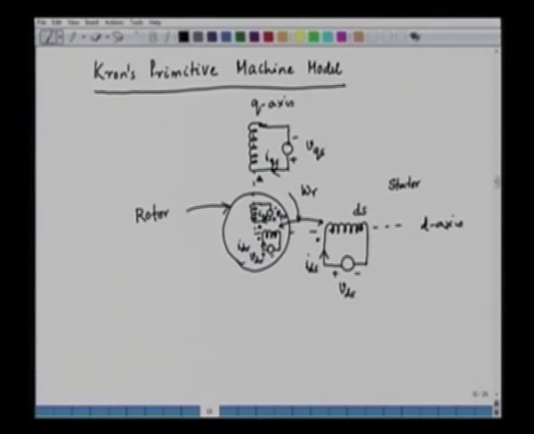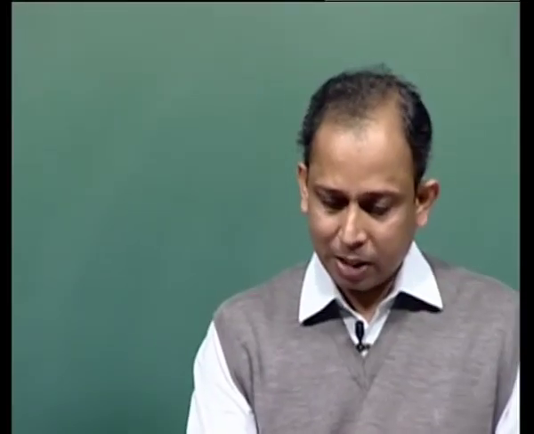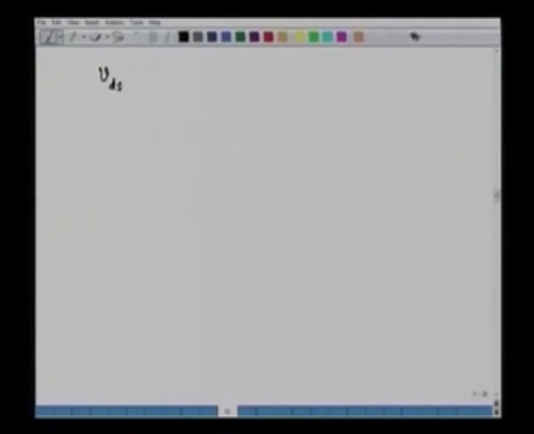It means the D axis stator is not coupled with the Q axis stator. Similarly, the Q axis rotor is not coupled with the D axis stator. They are orthogonal windings. Now in this case, I can write down the voltage equations. When I write down the voltage equations, I can start with the D axis stator winding, VDS. This winding is a stationary winding.